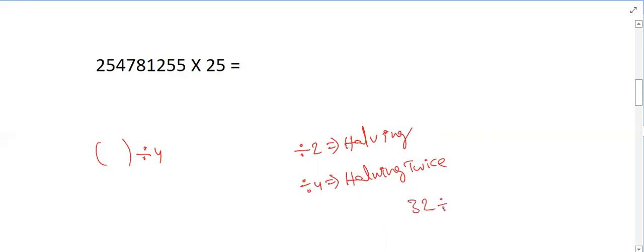Suppose 32 by 4. Half of 32 is how much? 16. Half of 16 is 8. So 8 is your answer because you halved twice. For smaller numbers, this technique is okay. For much bigger numbers, halving will take extra time. That is why I suggested her to do division by 4 directly. Okay, sir. Now try this.